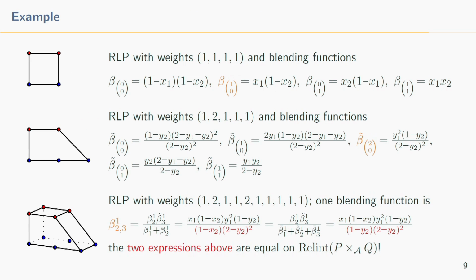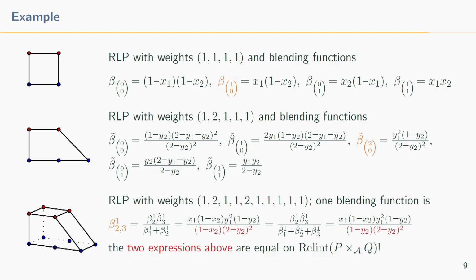And here's an example that this really matters. If we consider the square, then the square has rational linear precision if we take all the weights to be 1, and we have this set of blending functions. These blending functions are actually quite nice, and they are called toric blending functions because you can calculate them from lattice distance functions in this case. This is because the square has an even stronger property called strict linear precision. That's why these blending functions look so nice. The blending functions of the trapezoid are not as nice, but you can still compute them, and they are these rational functions here.